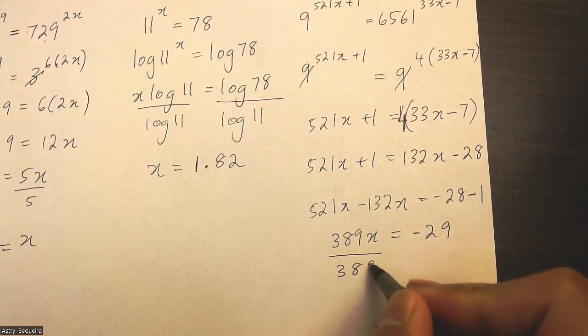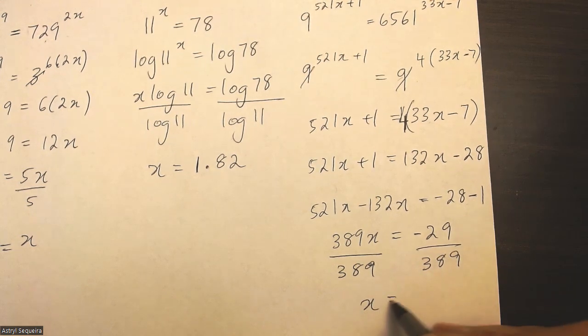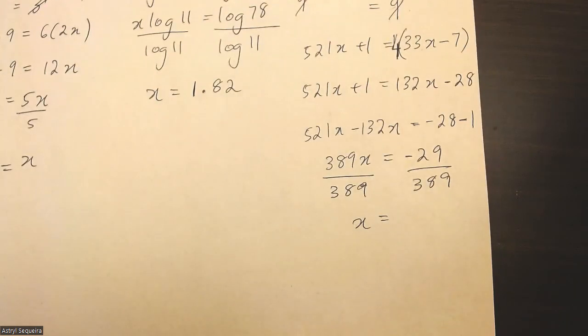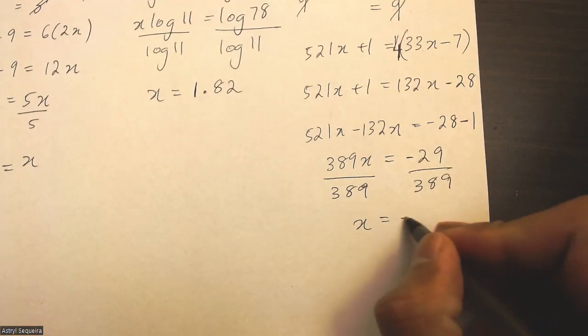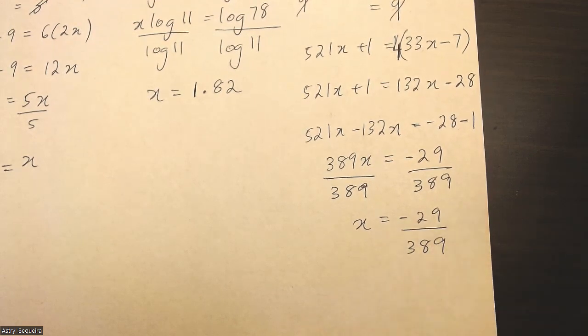And divide both sides by 389. And I don't think this can be reduced, but let me try it in the calculator. Maybe it can. Nope, that's just the final solution, negative 29 over 389.